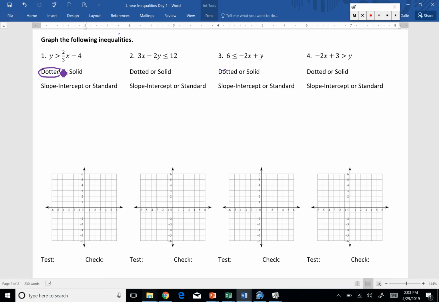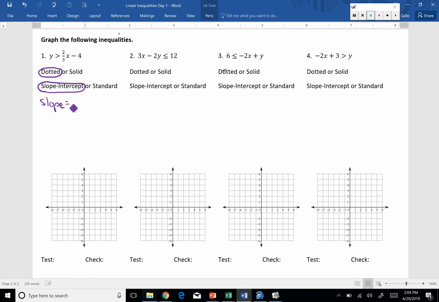The next thing we need before we can even graph that line is we have to figure out what form we have. I've got a y by itself, so which one do I have? Slope-intercept. Now with slope-intercept, I want to go ahead and write this out. I know for some of you it really helps to write out the slope and the y-intercept. For others of you, you can just grab it right from the equation or inequality and go with it from there. So which one of those numbers would be my slope?